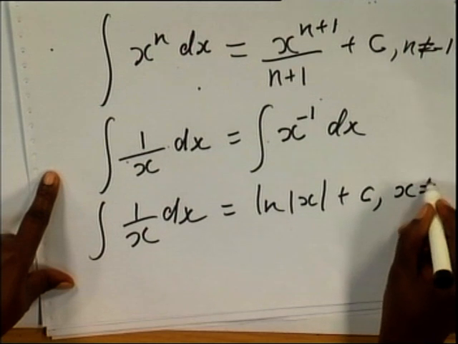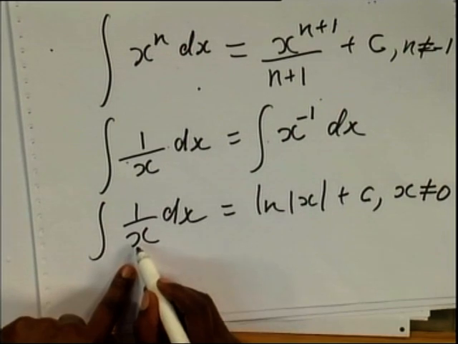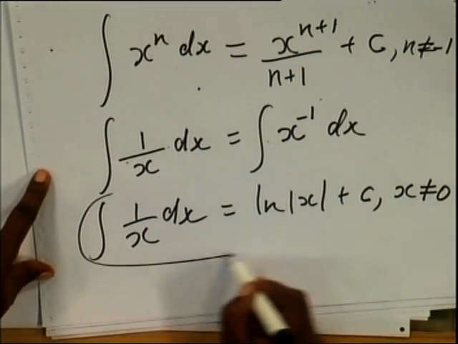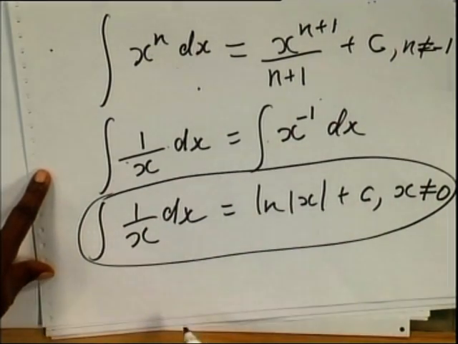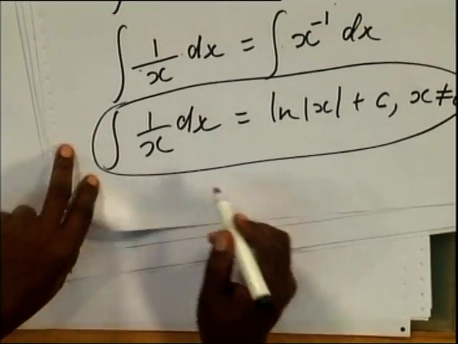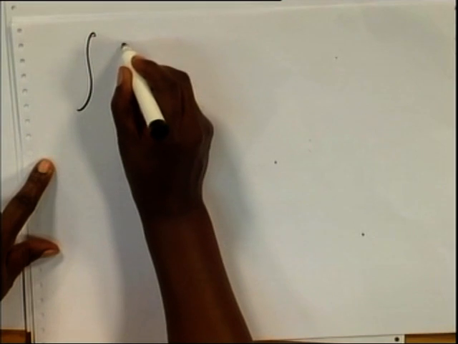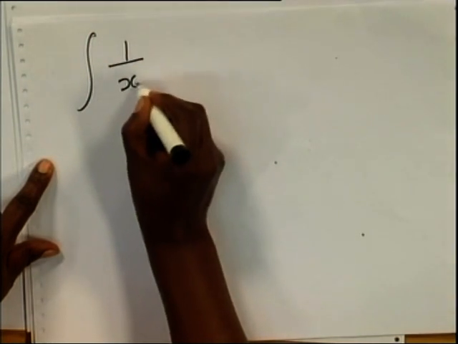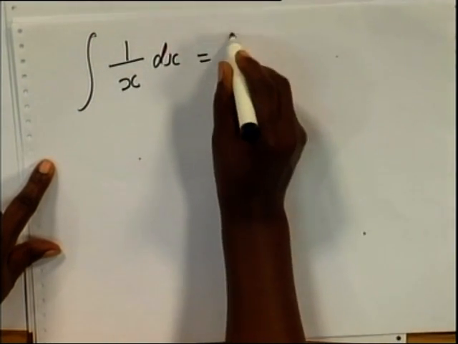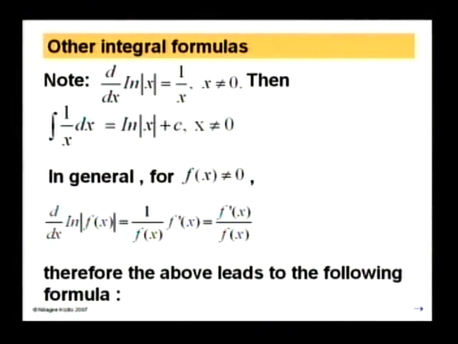x is not equal to 0, because if x is equal to 0, then we'll be dividing by 0 here. Now, this is a special formula which you should know, and in general we have that the integral of 1 over x is equal to ln of x plus c. Why do we have this formula?